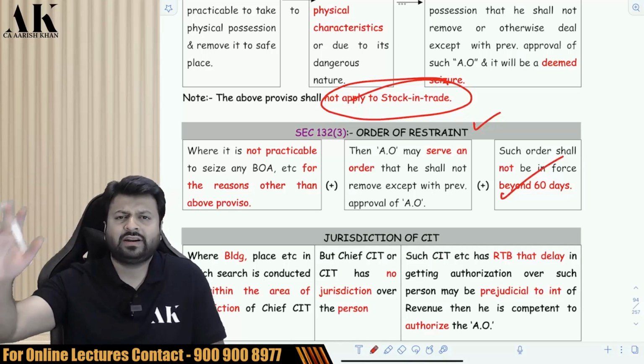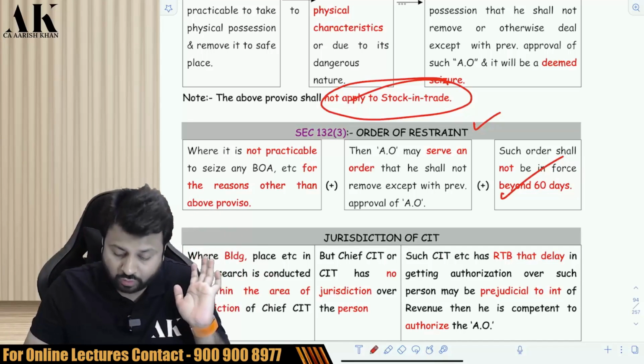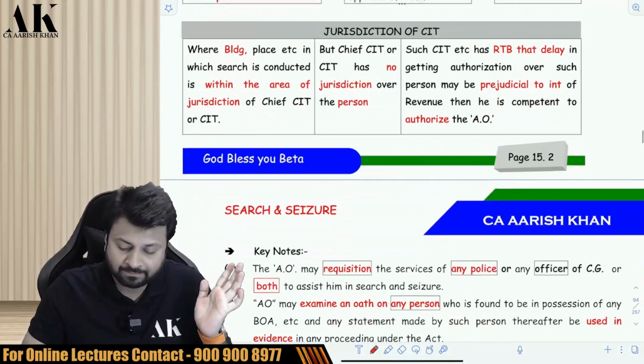And this order remains effective only for a period of 60 days. After 60 days, this order ceases to be effective. Okay. So it is not a seizure. It is just a restriction for some time.